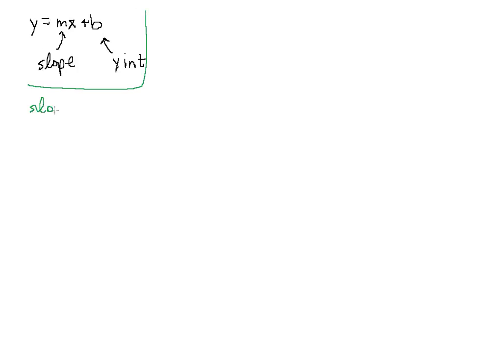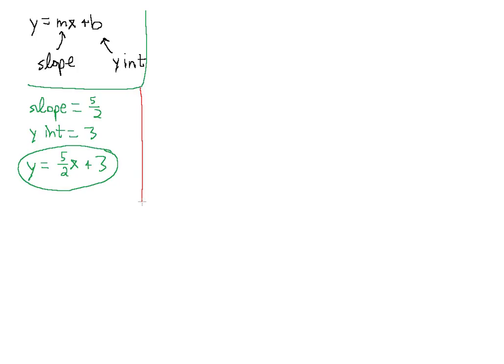Let's say we have a slope of 5/2 and a y-intercept of 3. We want to write a linear equation in slope-intercept form given the slope and the y-intercept. Well, we have our form right here, so we have y equals the slope, which is 5/2 x, and we have a positive 3 for our y-intercept, so we have plus 3. There's our linear equation in slope-intercept form. Pretty straightforward. Let's do some more.